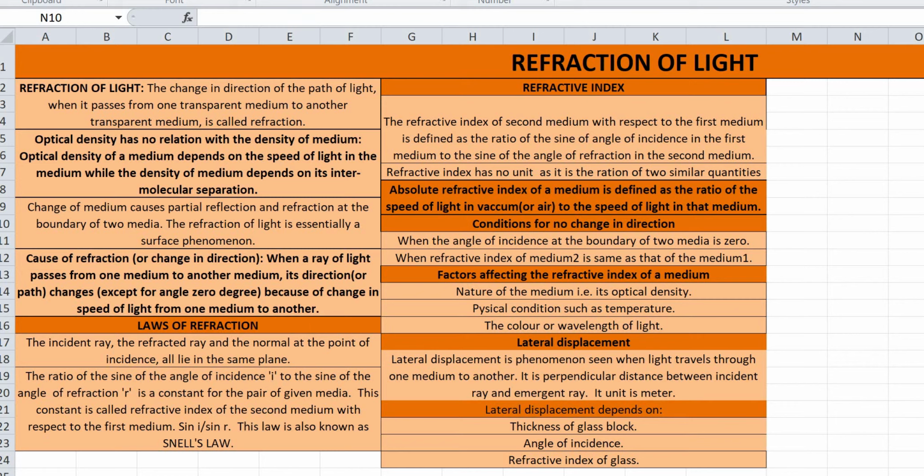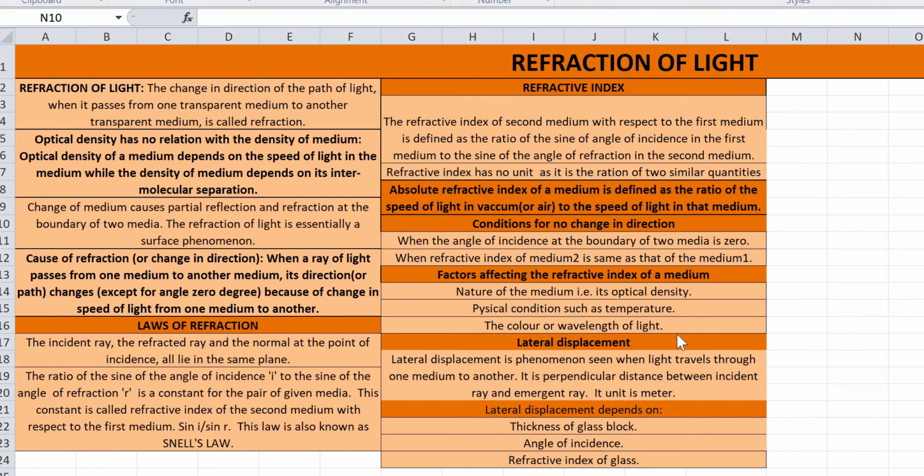Now we have three factors which affect the refractive index of a medium. So what are they? The first is the nature of the medium, or optical density. The second is physical conditions such as temperature. And the third is the color or wavelength of the light. So we will see how each affects it.